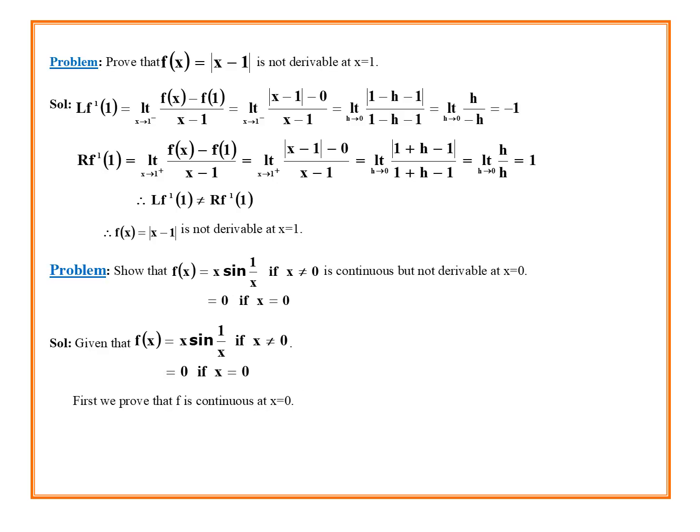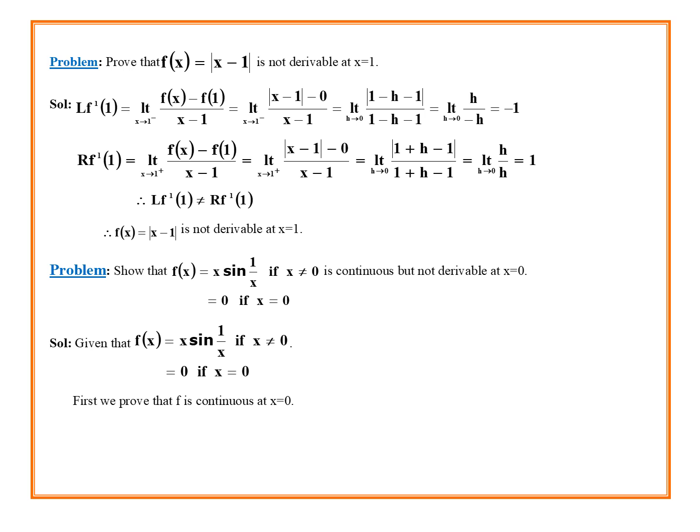The next problem is: prove that f of x is equal to mod x minus 1 is not derivable at x is equal to 1. Solution. We are finding the left hand derivative and the right hand derivative. If both are not equal, then the given f is not derivable at x is equal to 1.